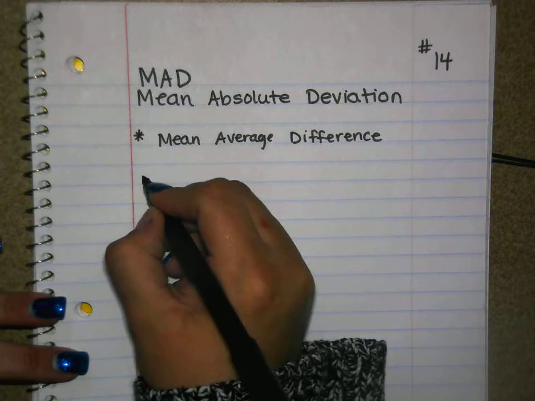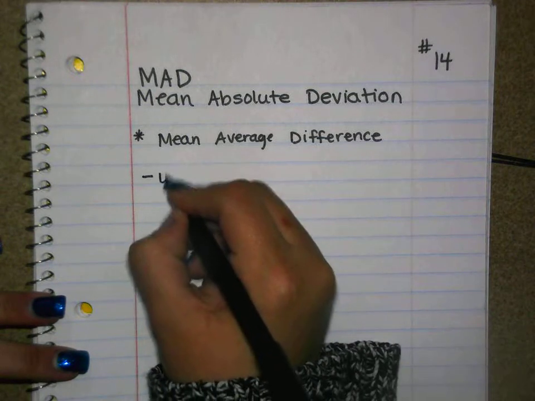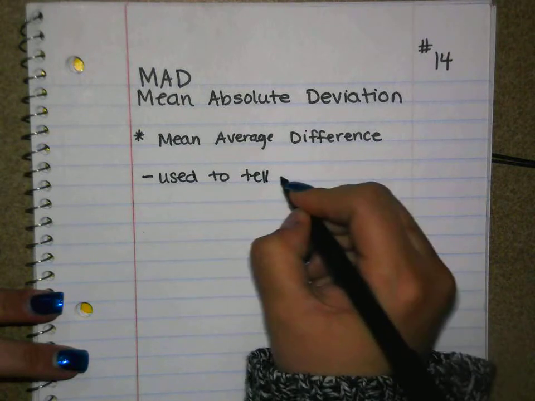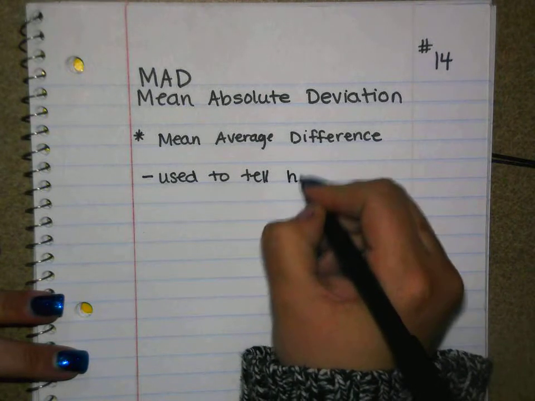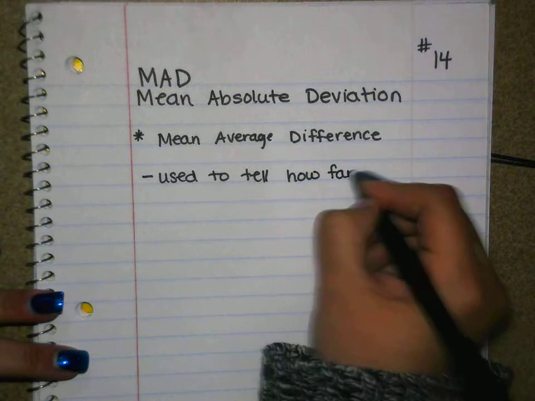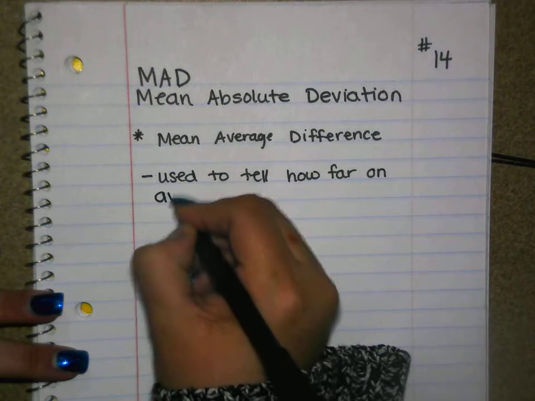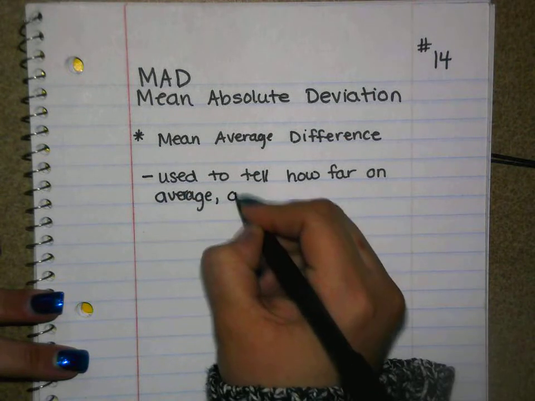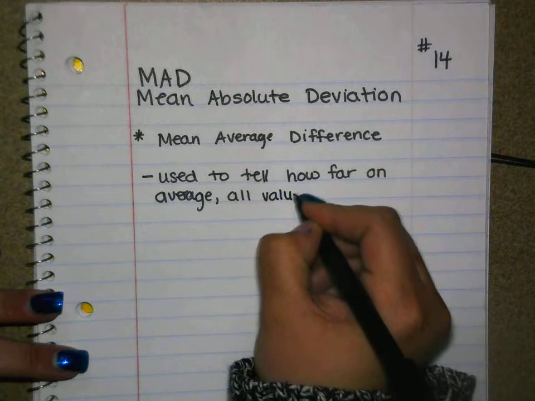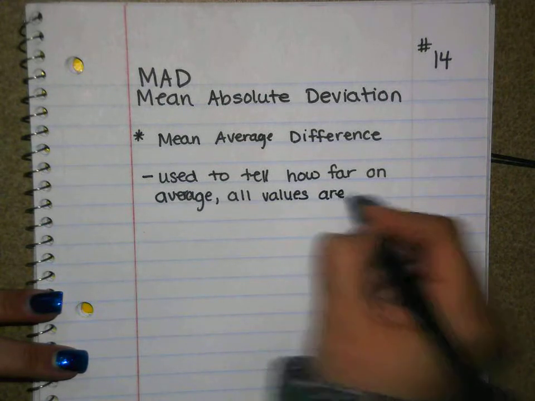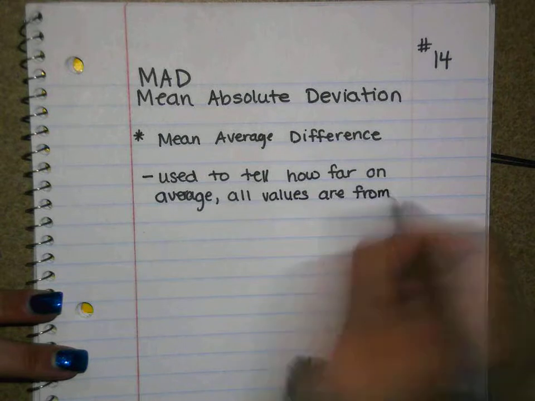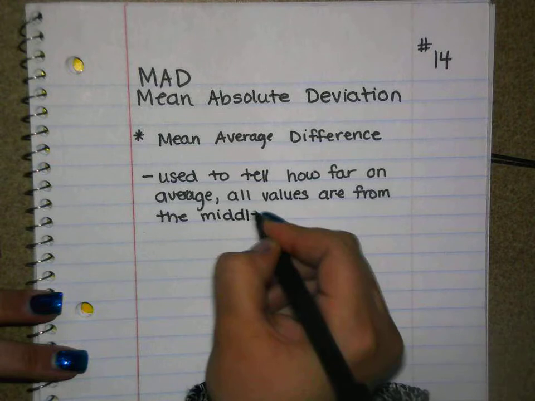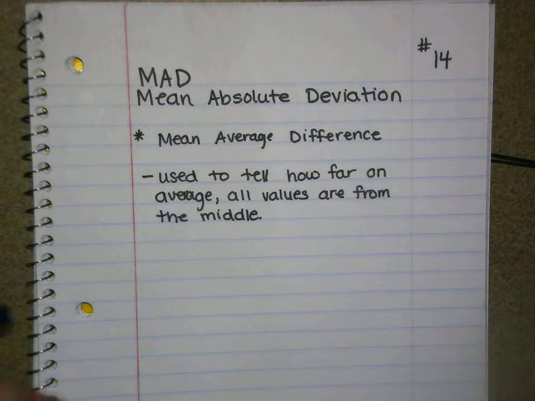So let's talk about what it is. Both of these are used to tell how far on average all values are from the middle, because the mean should be somewhere in the middle, right?